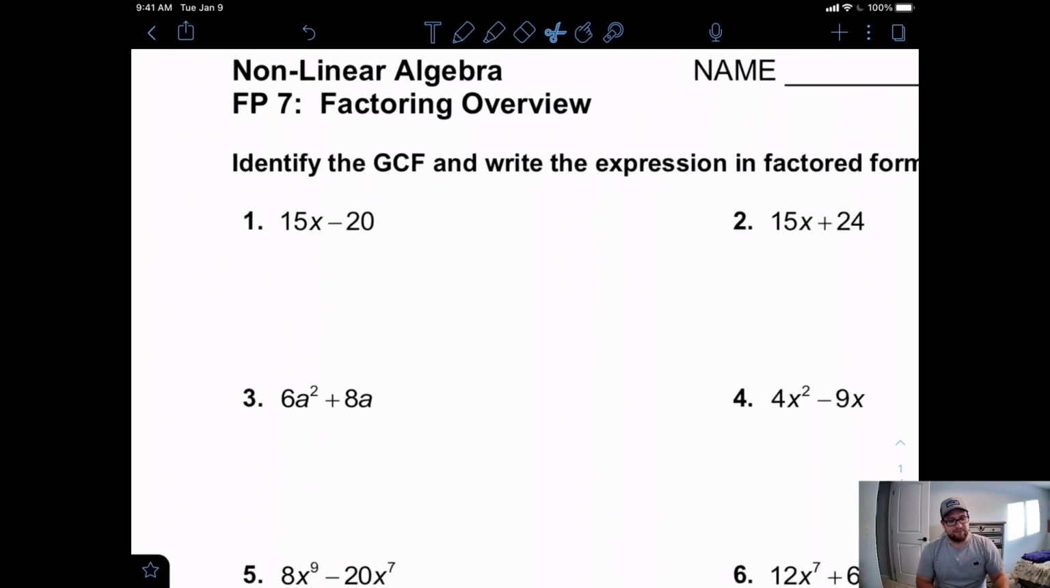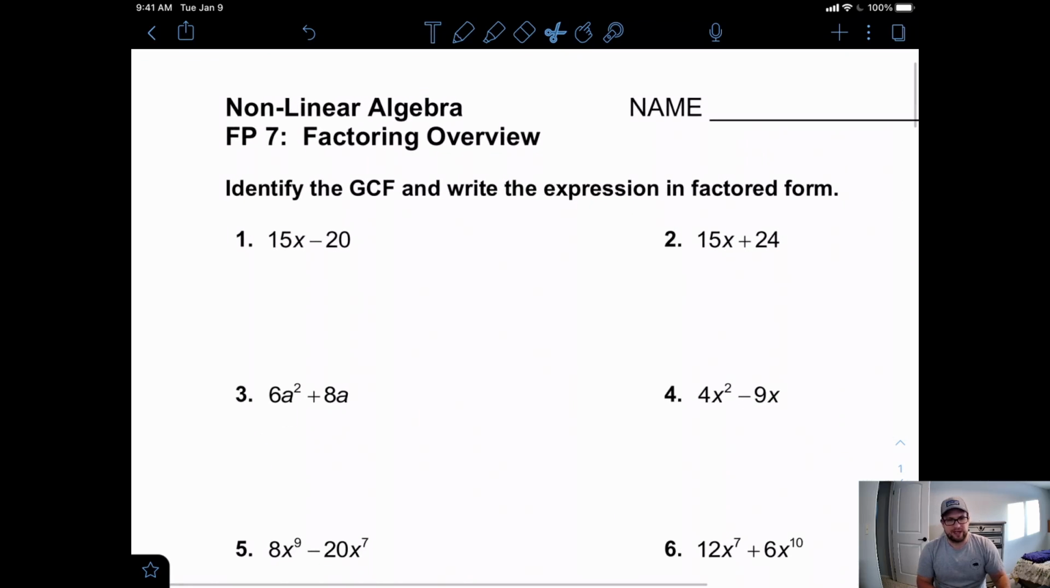So, first off, our directions are really helpful in this because they tell us exactly what we want to do. Identify the greatest common factor. That's going to be what we are going to do first on all of these problems. We're always going to be looking for that greatest common factor, and then we're going to use that greatest common factor to write our expression in factored form.